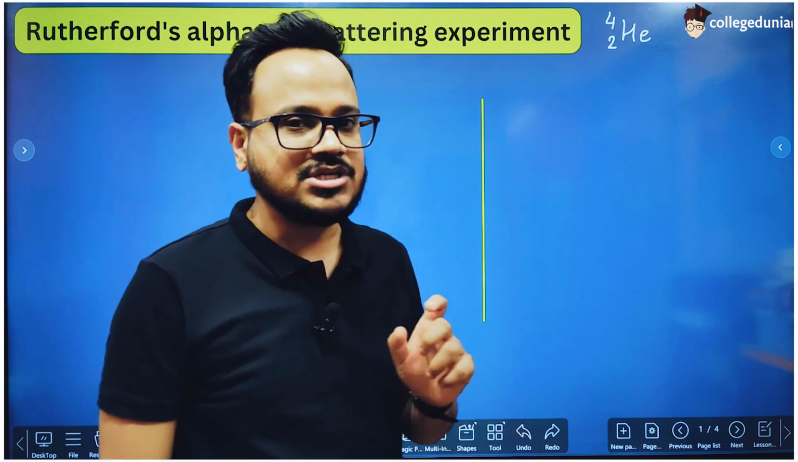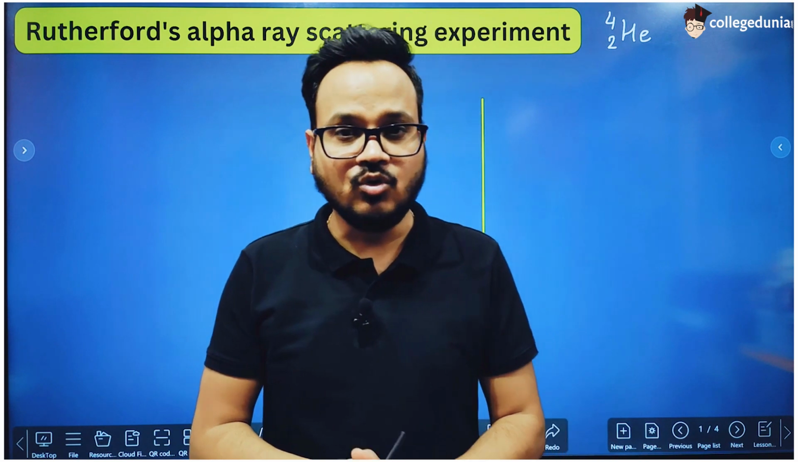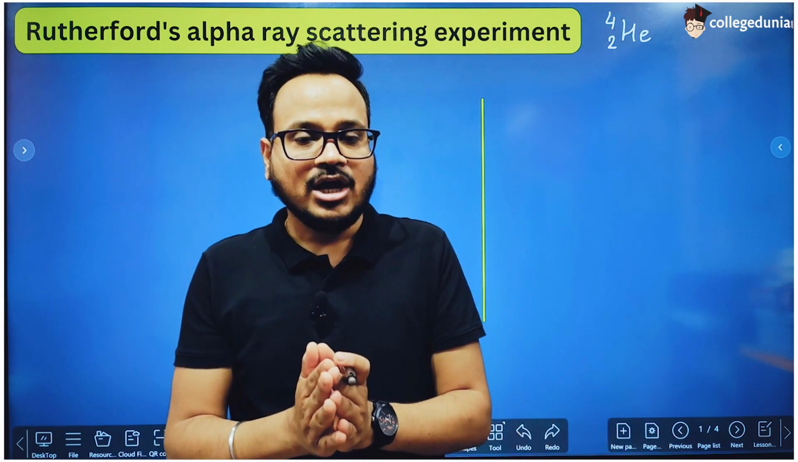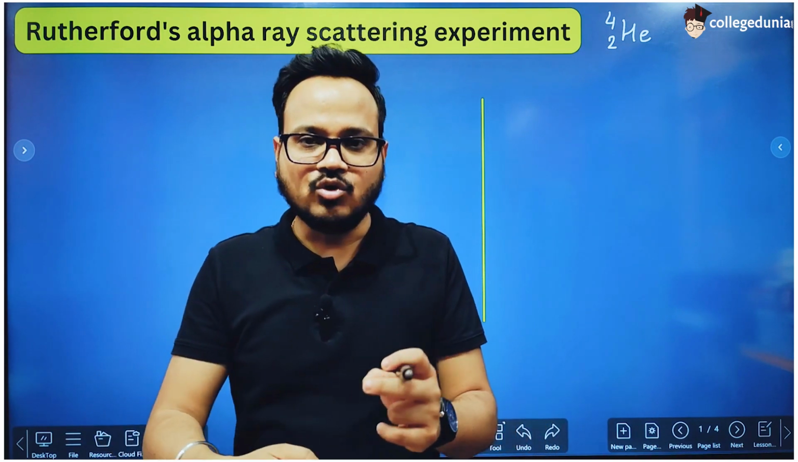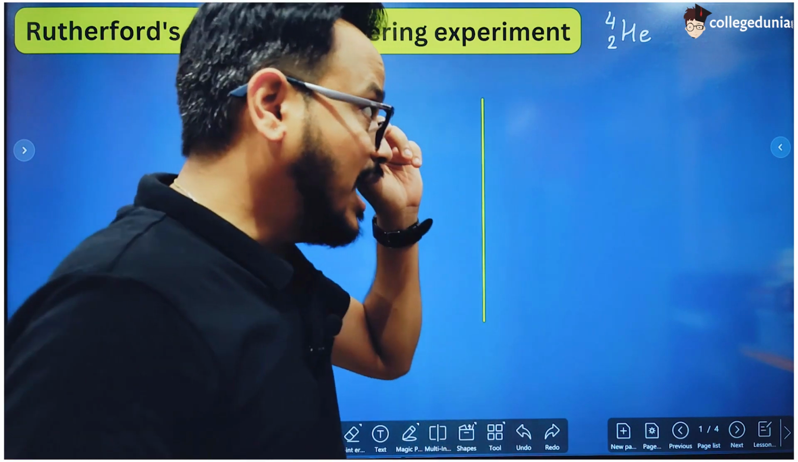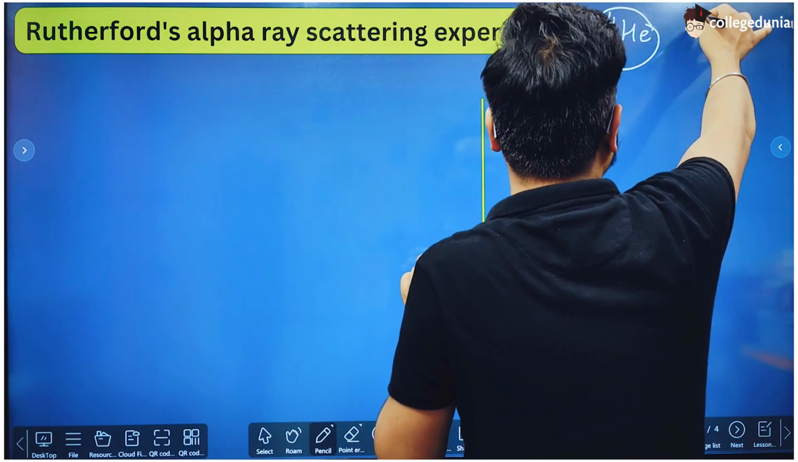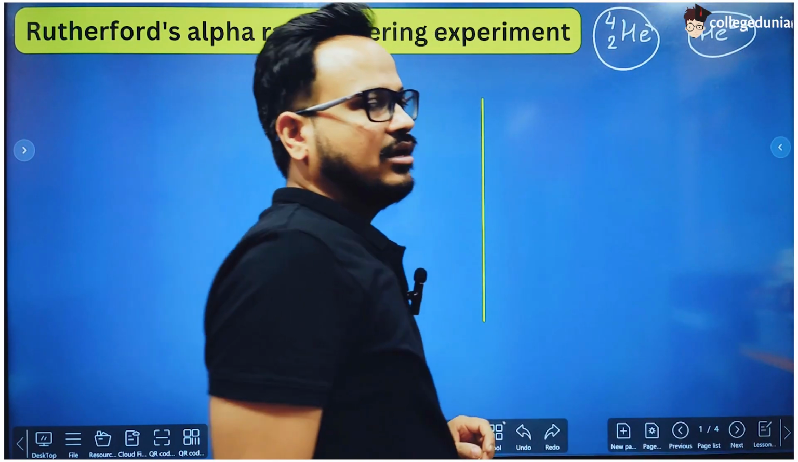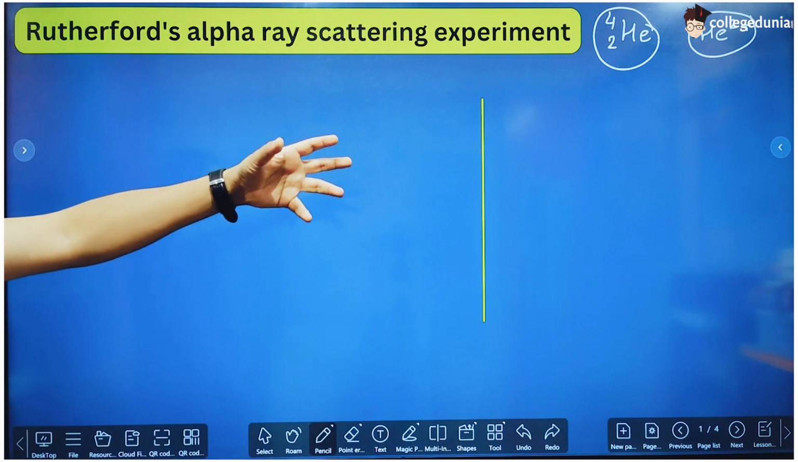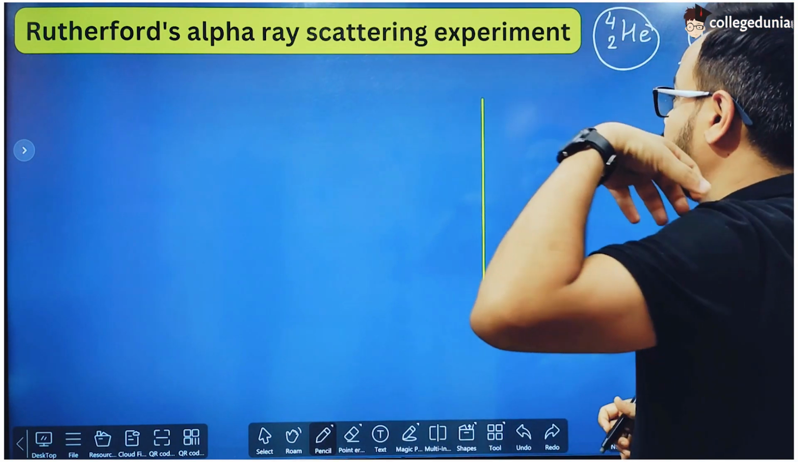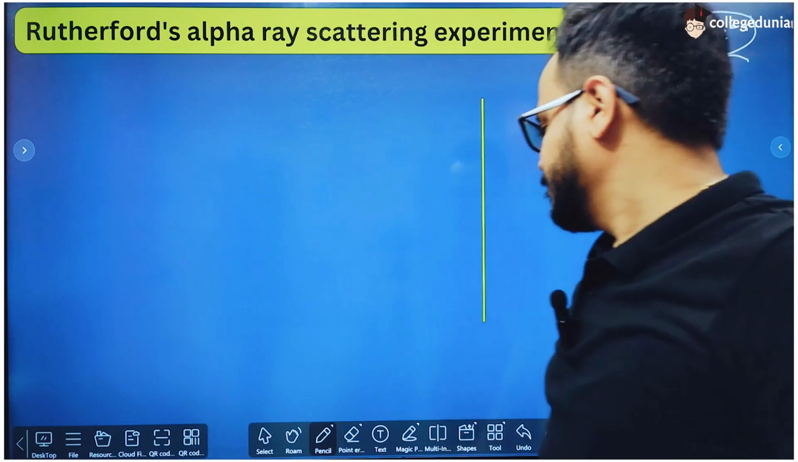So the atomic number of helium is 2. That means there are 2 protons and 2 neutrons, because mass number of helium is 4. So there are 2 protons and 2 neutrons in the nucleus of helium, and 2 electrons are revolving around that nucleus. So if we remove those 2 electrons, we are left with just the nucleus of helium atom, which is obviously He2+, doubly charged helium ion. This doubly charged helium ion is called alpha particle, right?